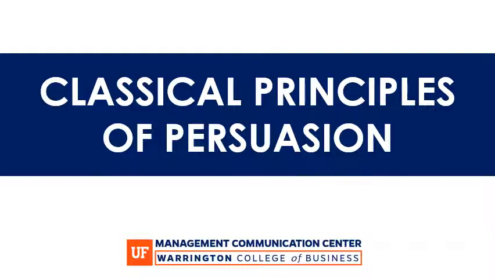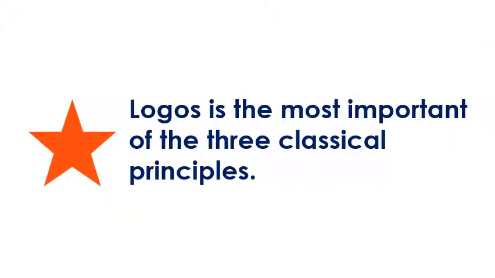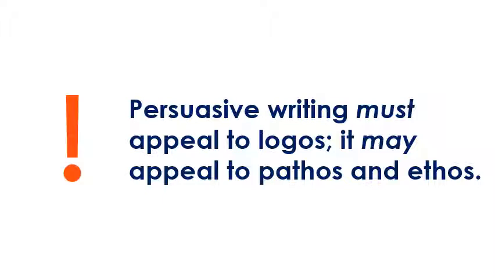The first of these is the classical principles of persuasion, which date back to the ancient Athenian philosopher Aristotle. According to Aristotle, there are 3 main principles of persuasion: logos or logic, pathos or emotion, and ethos or credibility. Of these principles, the most important is logos. Persuasive writing must appeal to logos. It may appeal to pathos and ethos.